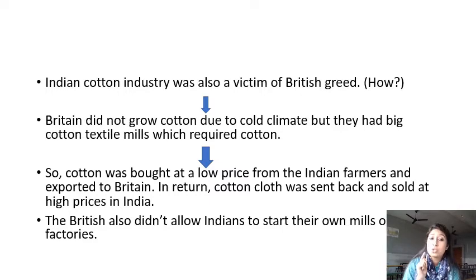The British also did not allow Indians to start their own mills or factories. When Indians wanted to make any factories or mills, the British did not give any permission to start their own mills or factories. So in this way, the British East India Company exploited the Indians.